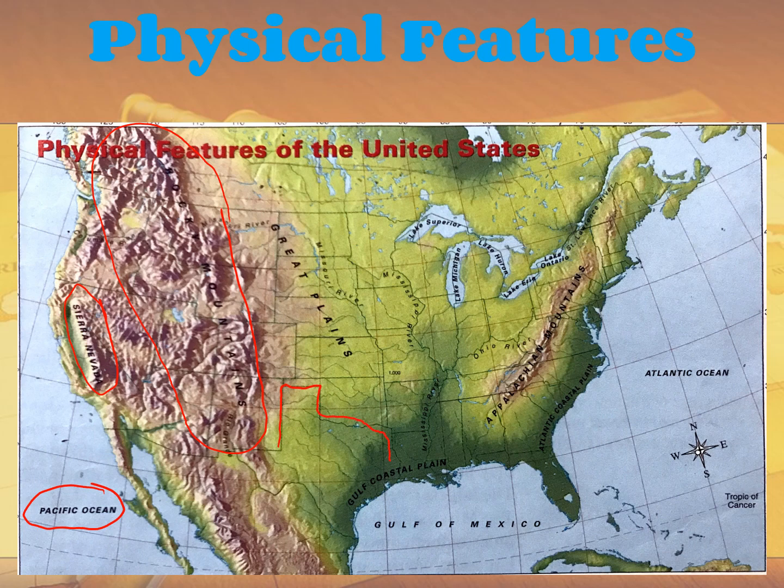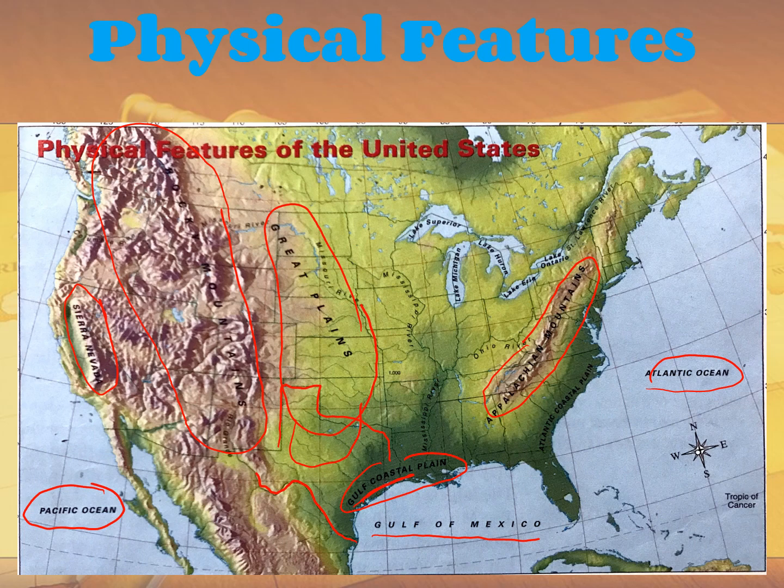Texas also has a Great Plains area. All of this area here is Great Plains, even down to here. We have the Gulf Coastal Plain, which is named after the plains that are close to the Gulf Coast. We have the Gulf of Mexico. Of course, here is the Rio Grande River. And this large mountain range, the Appalachian Mountains, the Atlantic Ocean.